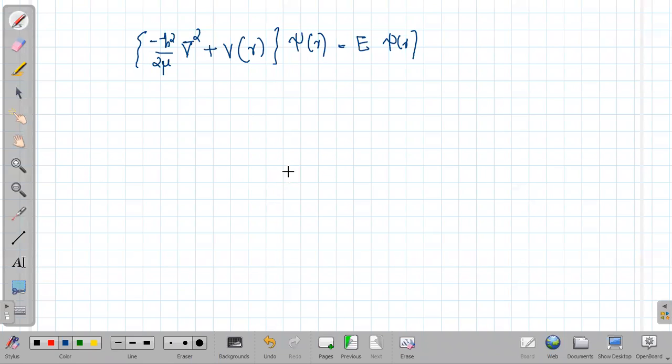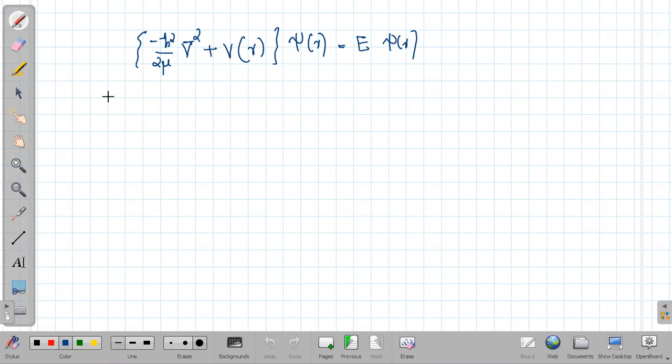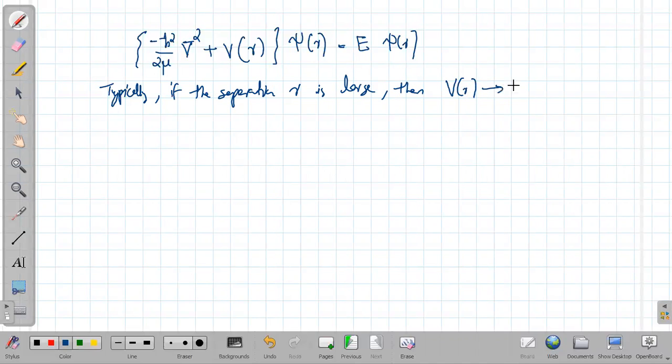Now, usually the effect of the scattering center is very limited, because only if the incident particle comes very close to the scattering center does the interaction happen. If the incident particle is very far away from the scattering center, there is not much interaction. So if the separation r is large, then the interaction potential would be almost zero.